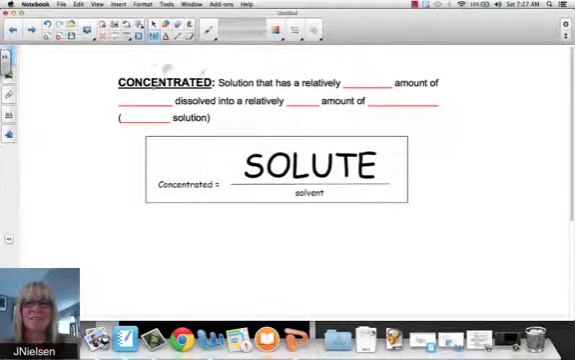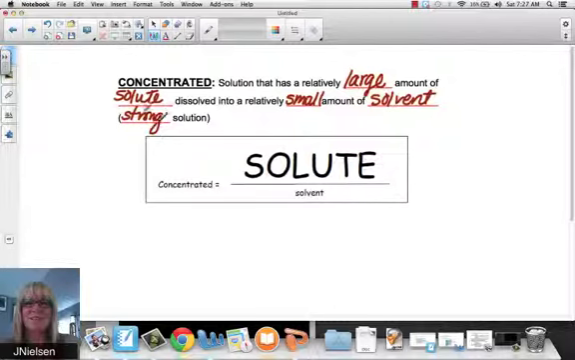And concentrated is actually the opposite of that. A solution that has a relatively large amount of solute dissolved in a relatively small amount of solvent. And this is called a strong solution. So going back to our iced tea analogy, instead of putting in the 2 tablespoons per 16 ounces of water, you put in 3 or 4. Here you can see the word solute is very large compared to the word solvent, which is very small.